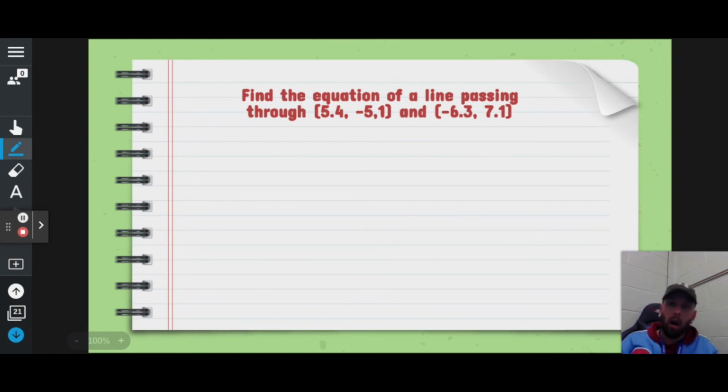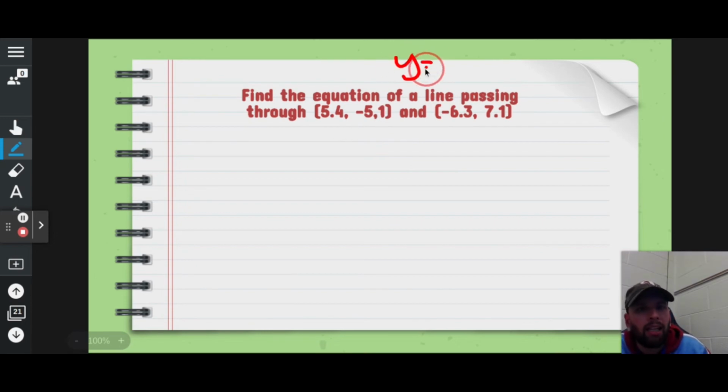Great. Find an equation of a line passing through (5.4, -5.1) and (-6.3, 7.1). If I know me, I just made these numbers up off the top of my head, not really caring what I would get, and forgetting the fact that I would have to do this at some point anyway. So, whatever. I see 2 points. The last thing I want to do is try to come up with an equation in slope-intercept form. If it doesn't tell me that I have to make it slope-intercept form, I'm going to use point-slope form.